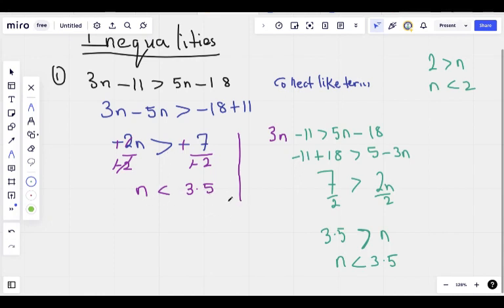So in a nutshell, whenever you divide by a negative, we flip this sign to the opposite side. Is that okay? Now let's take another question. Question number 2.